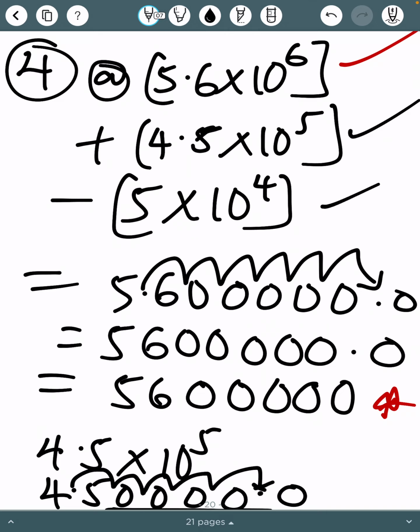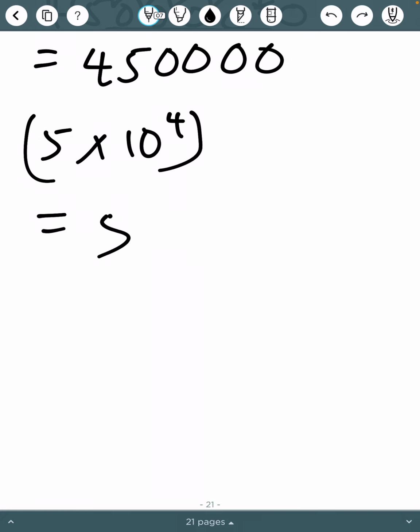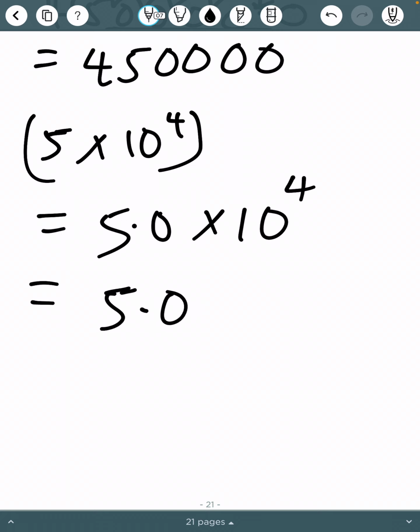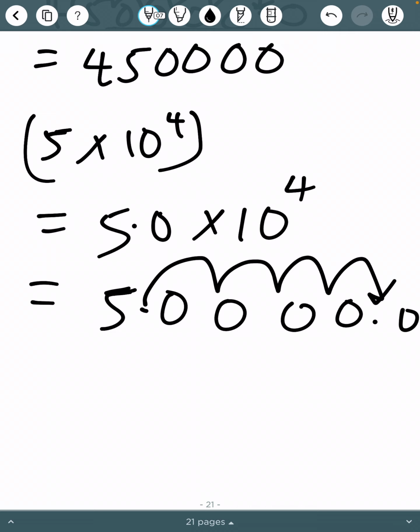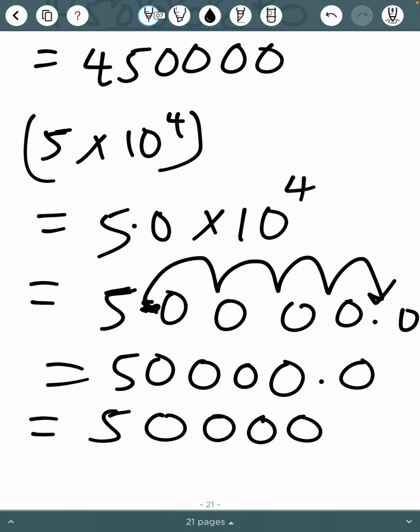Then 5 times 10 raised to the power 4. I need to do that separately too. The third bracket, 5 times 10 raised to the power 4, is the same thing as 5.0 times 10 raised to the power 4. So all I need to do to write it in ordinary form is to move the decimal in this 5.0 forward 4 times. 1, 2, 3, 4. So that my decimal comes here, and I need to fill these boxes with 0. I will now have 5, 0, 0, 0, 0, 0.0 if I like. Or I can discard that last 0.0 and write 5, 0, 0, 0, 0.